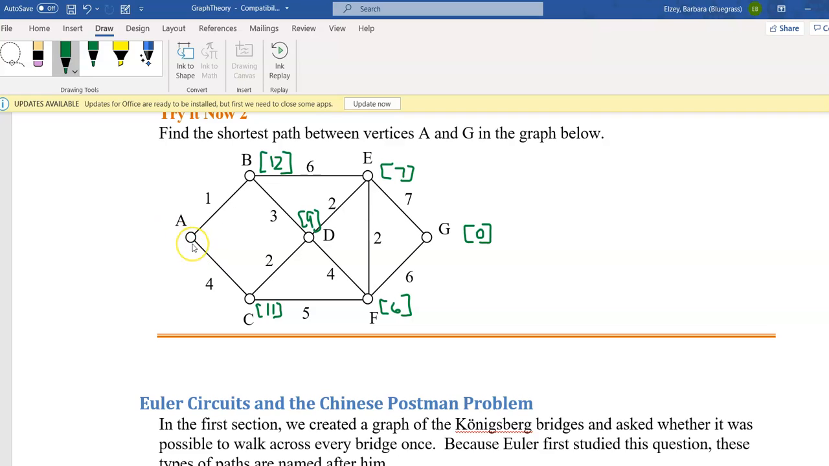Now let's work our way back to A. All right, so A, if we come from B, it'll be 1 more, so it'll be 13. If we come from C, however, it will be 4 more, so that will make it 15. So 13 is the shortest route.